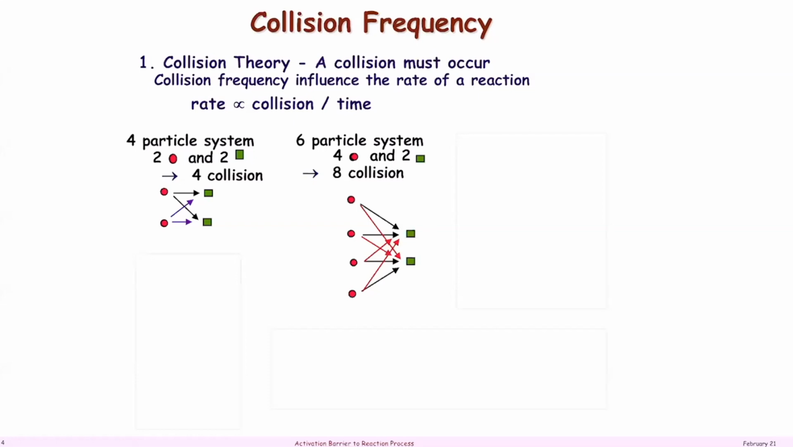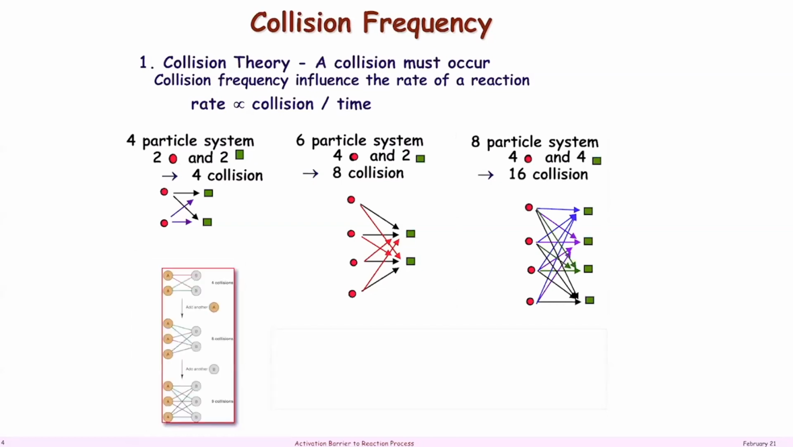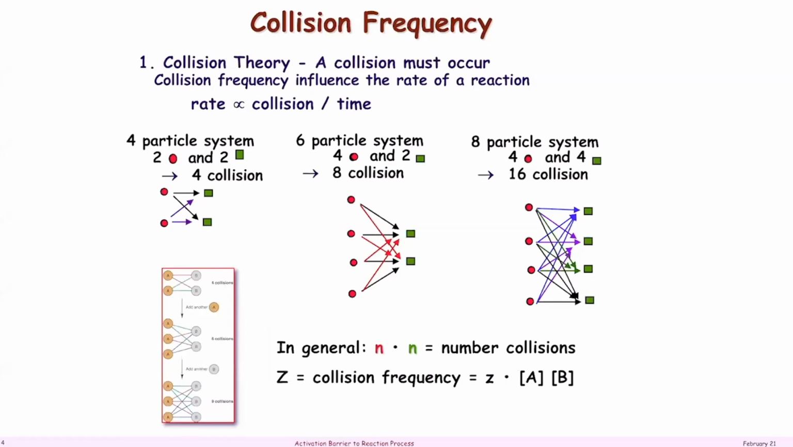Okay. And so what you can see is that by increasing the population based on this model, we increase the number of collisions, which means that we can use this formula: N times N equals the number of collisions. Okay. N particles colliding with N different particles will increase the number of collisions. And we denote that in kinetics by Z, the collision frequency. We denote it by this right here, which depending on the concentrations of A and B is equal to Z.